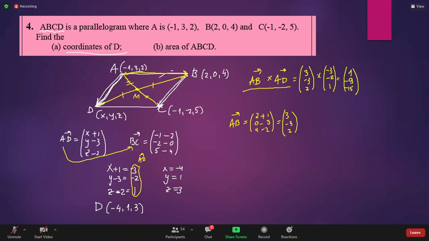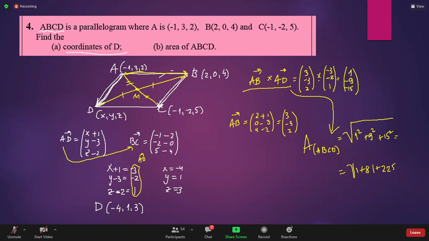Now from there, the area of ABCD would be the magnitude of this vector product. That would be the magnitude of the vector AB times AD. That is the square root of 1 squared plus 9 squared plus 15 squared, which is the square root of 1 plus 81 plus 225, which is the square root of 307, I do believe. So that's the area of my parallelogram. I don't care about the approximate.